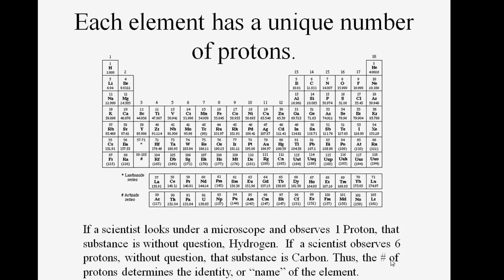Remember, each element has a unique number of protons, and they're found on the periodic table of elements right here. Now, if a scientist looks underneath a microscope and observes one proton, that substance is, without a question, hydrogen. If a scientist observes 6 protons, that substance is carbon. Thus, the number of protons determines the identity or name of the element.